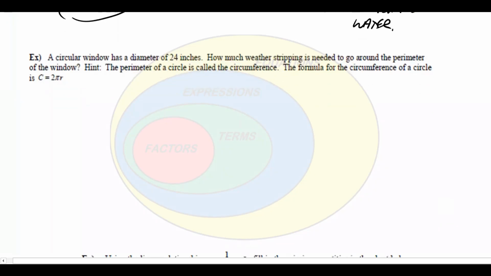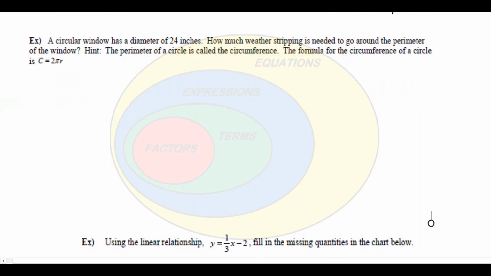All right. A circular window has a diameter of 24 inches. How much weather stripping is needed to go around the perimeter of the window? Hint, the perimeter of the circle is called the circumference. The formula for the circumference of a circle is C equals 2 pi r. So the circular window, here, again, I'm going to draw a circular window, and it has a diameter of 24 inches. So the diameter is represented by the distance through the center.